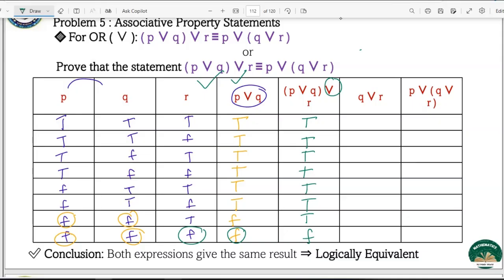Now we will see for Q or R, that is the second and third. Or condition, that is again F and F, it is F. Let me check wherever I have F and F. Yeah, we have here F and F, it is F. Then let us check. In the last line, F and F, it is F. The remaining will be T.